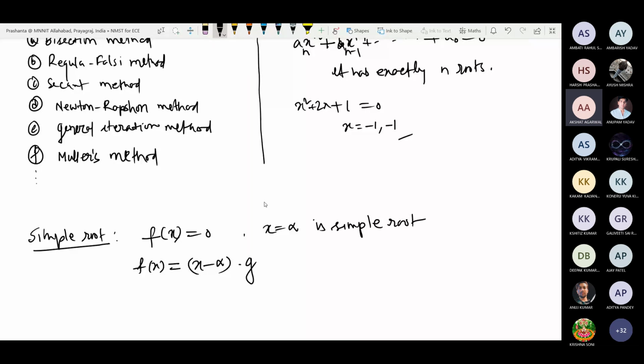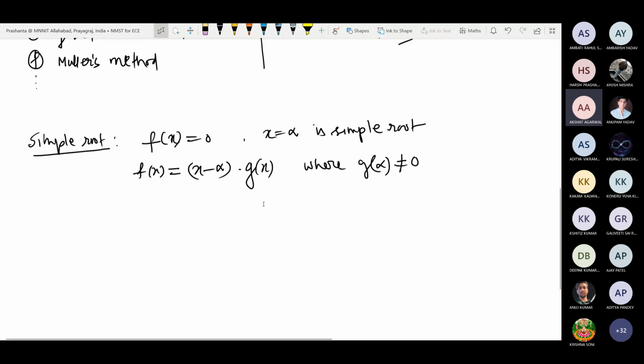Anyway, I do not need polynomial. So f of x equals 0 is the given equation, and you are saying that x equals alpha is a simple root. That means the factor x minus alpha will be occurring only once in the expression f of x. Yes or no? Yes, so it can be written as (x minus alpha) into g of x, where g of alpha should not be 0. If x equals alpha is a simple root, g of alpha should not be 0. So you can easily see x equals alpha is satisfying the equation.